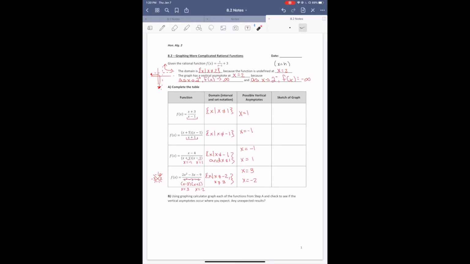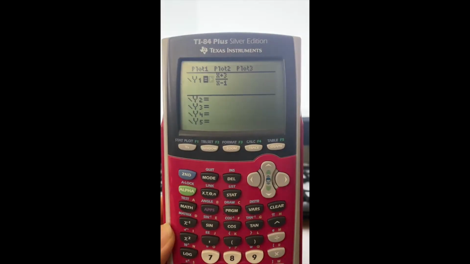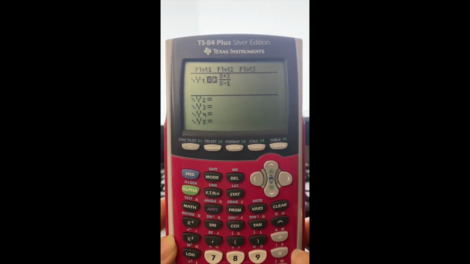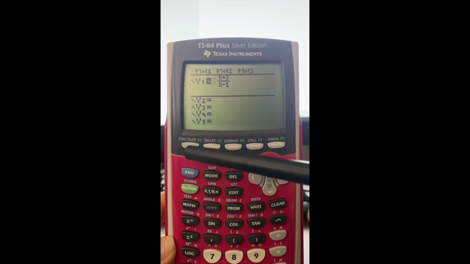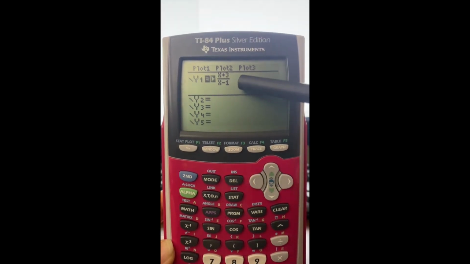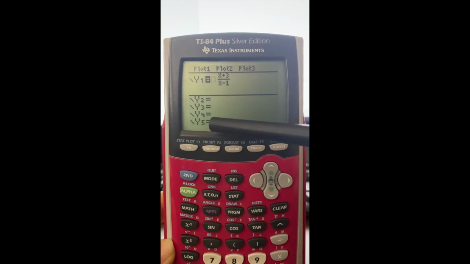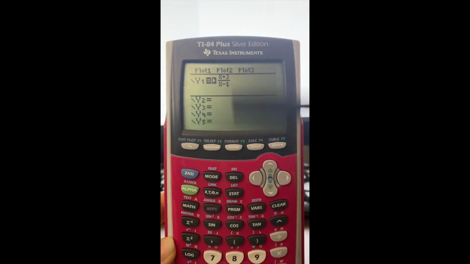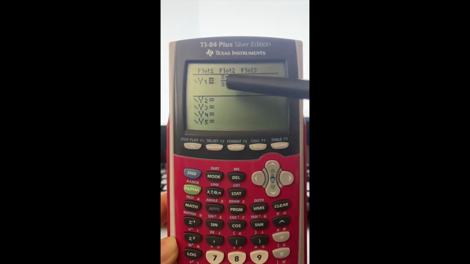Okay. Now, let's go ahead and graph the first function together and sketch out that graph in our notes. All right, here's a quick refresher on how to graph. Remember, in order to graph, you're going to hit the y equals. In order to type in a fraction, you go alpha y equals 1. If your calculator does not have that graphing option or that fraction function, you're going to enter parentheses x plus 3, close parentheses, divided by parentheses x minus 1, close parentheses.